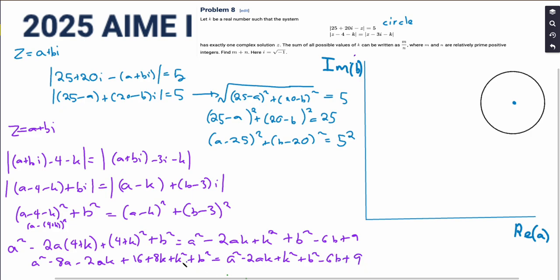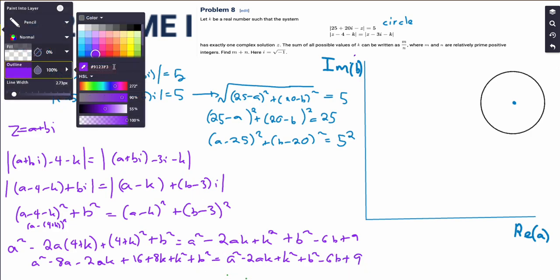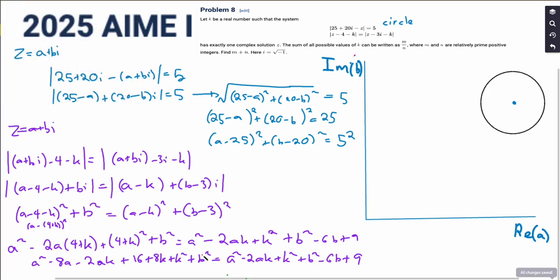And so here it is a lot easier to see what cancels out and what does not cancel out. So we have b squareds canceling, k squareds canceling, a squareds canceling, the minus 2ak canceling, and it seems as if that is it. So we can rewrite this and we get on the left side negative 8a plus 16 plus 8k equals negative 6b plus 9. And I'm going to write this in y equals mx plus b form, or technically b equals ma plus the y-intercept in this case.